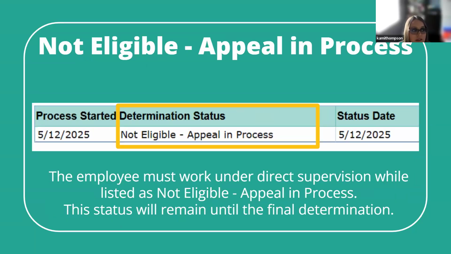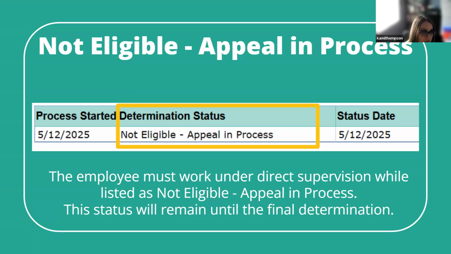Now, not eligible appeal in process. This is a new determination for you guys. What this is, we've reviewed their background and they have something on there that we need more information on. So rather than flagging it for a wait reason like we always have in the past, we're going to automatically make that determination. In this case, we'll mark them as not eligible. We will flag them for appeal in process. We will still send the individual a letter documenting what is needed.